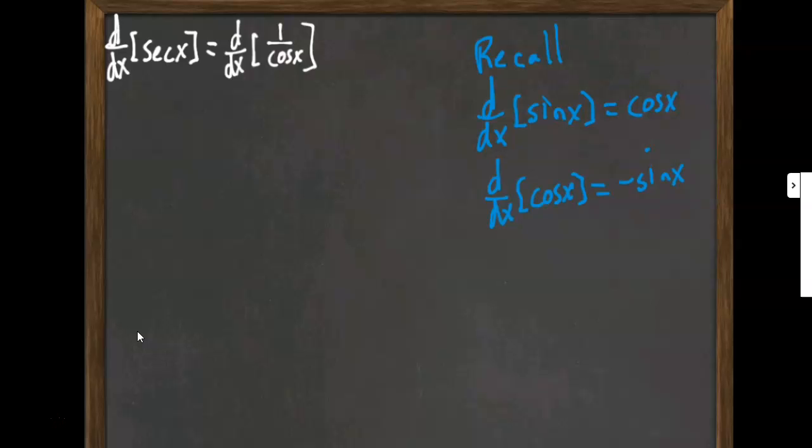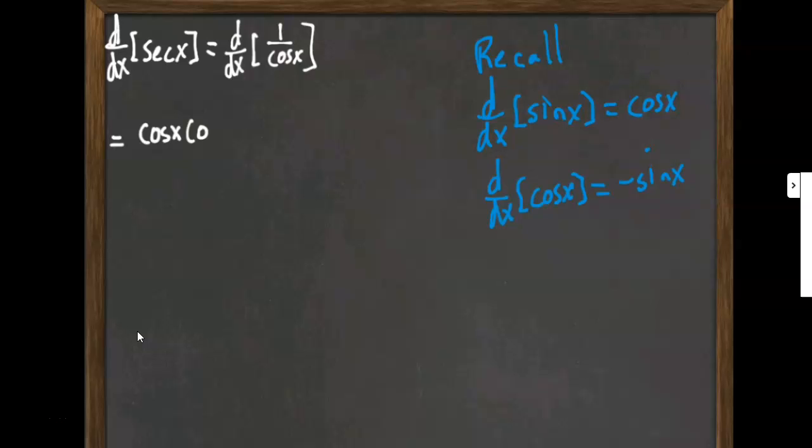Later on, when we get to something called the chain rule, we could write that 1 over cosine x as the quantity cosine x to the minus 1. And then we could use that chain rule idea to work the problem out. Although really, it's much better to approach this one here from the quotient rule. So we work that out.